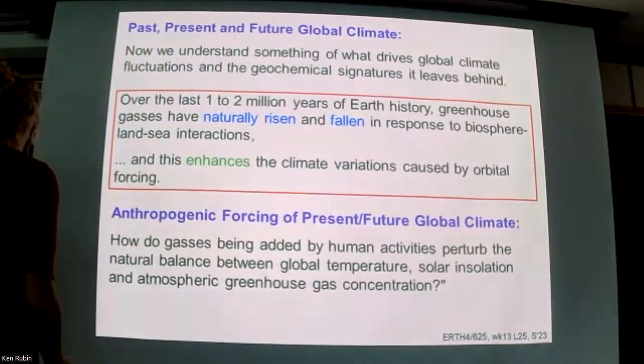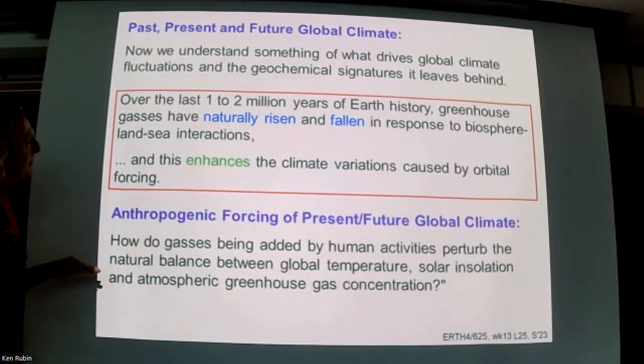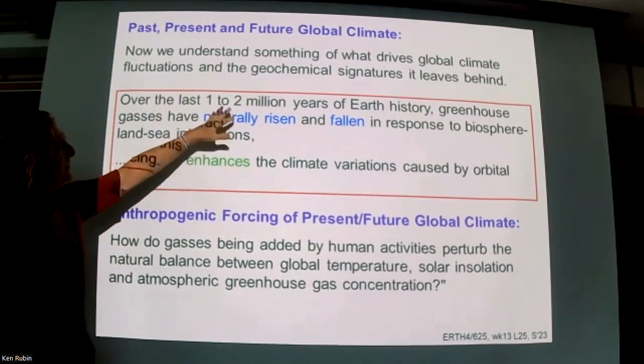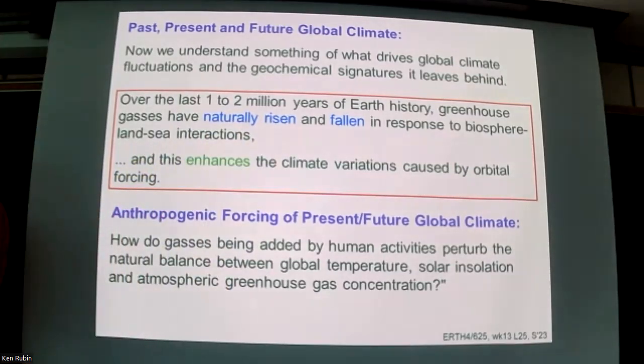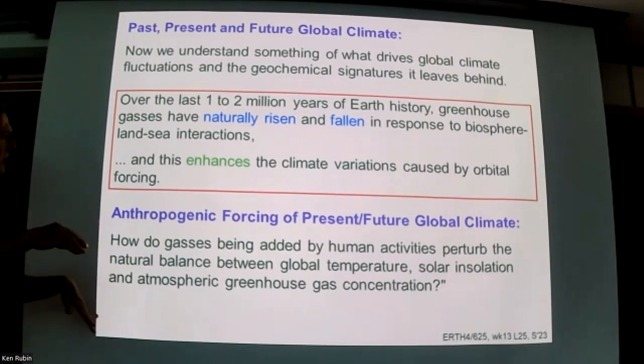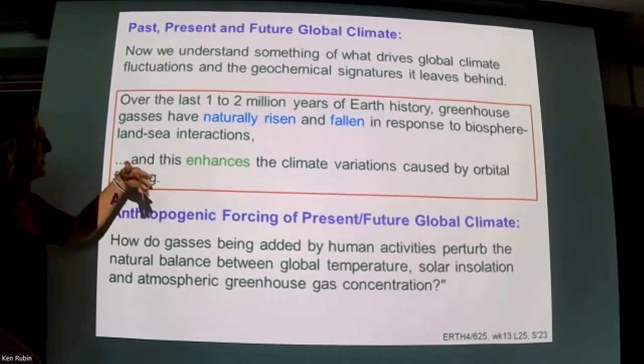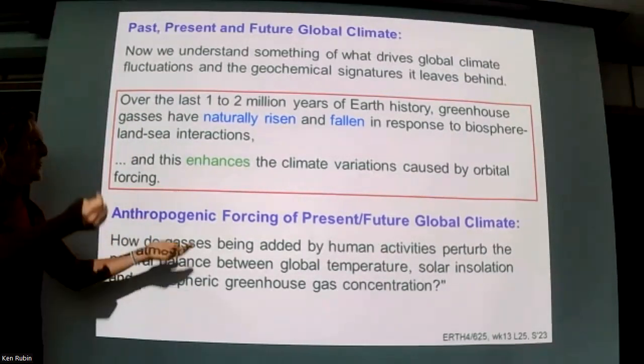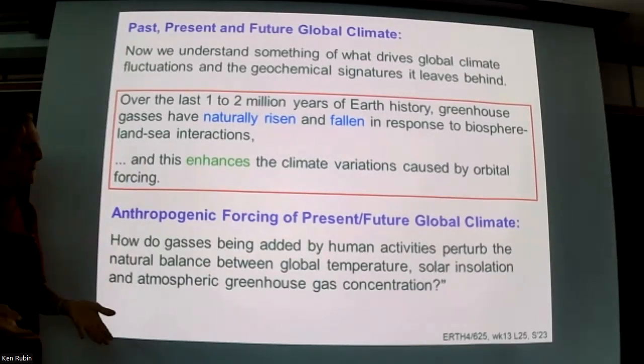So, but what we know from all this stuff is that over the last couple million years of Earth's history, temperatures have fluctuated on Earth for very natural reasons. They've risen, they've fallen. The climate variations are driven by solar insolation and enhanced by carbon cycle variations.